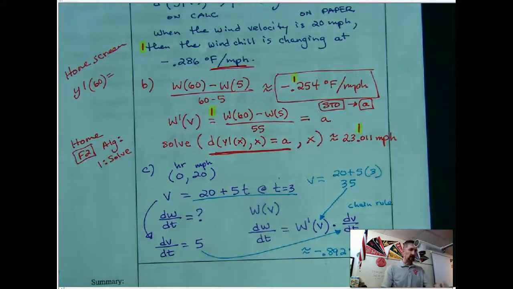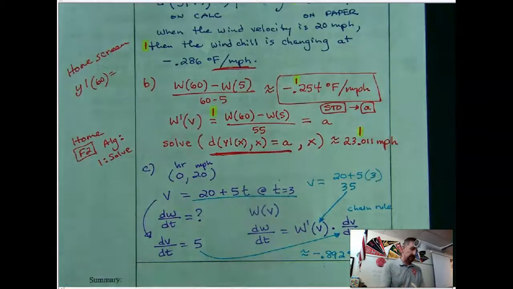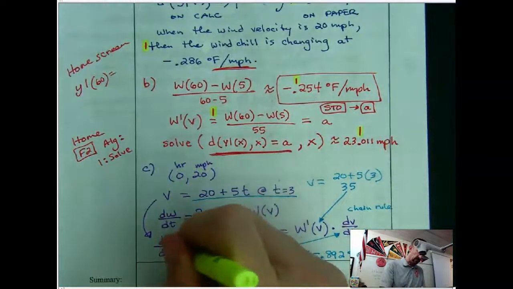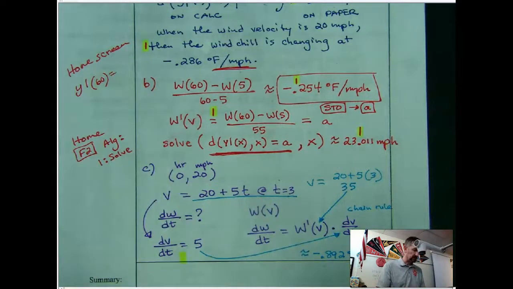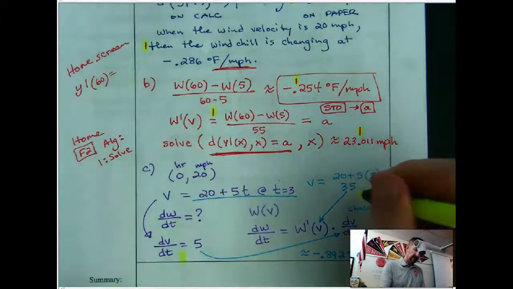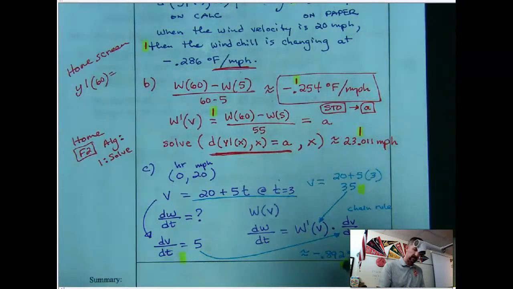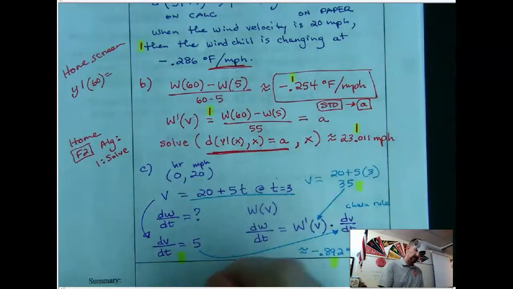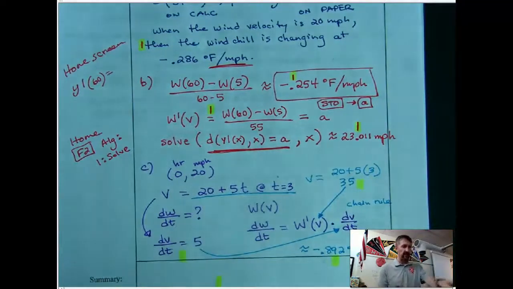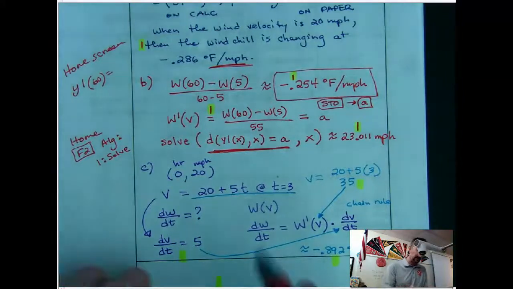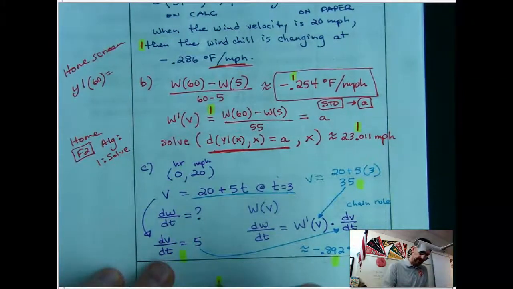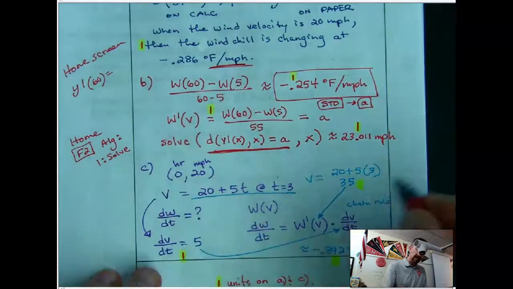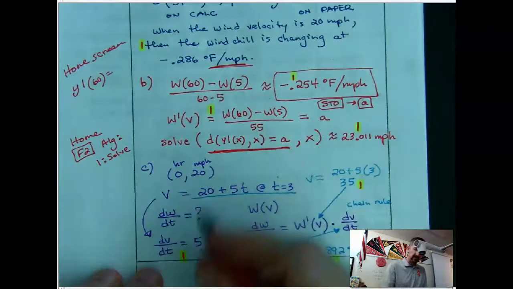Okay. So some points on here. Having 5 somewhere will get you a point. And having 35 somewhere will get you a point. This answer will get you a point. And the last point is for having the units on A and C. But you have to have them both. They both have to be right. Units on A and C. 1 point for the 5. So you can get partial credit even if you can't put it all together.